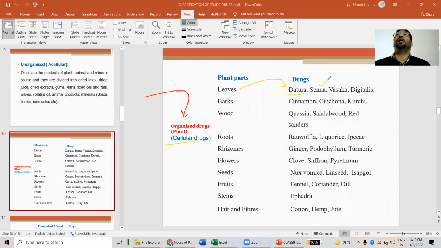Dhatura plant is a very common plant which has religious values as well.